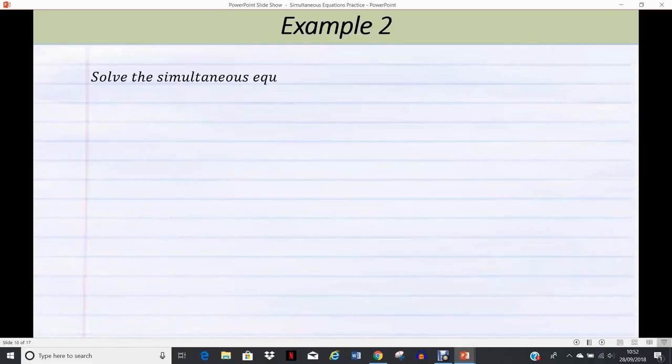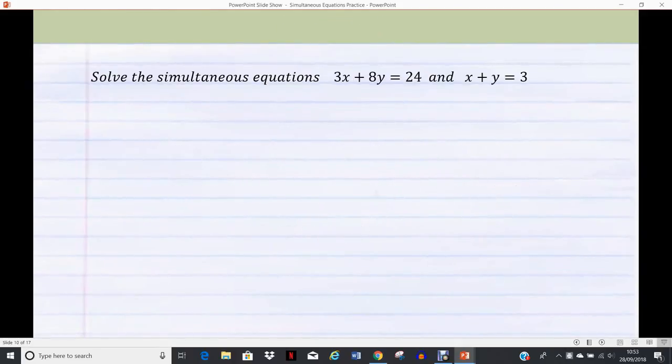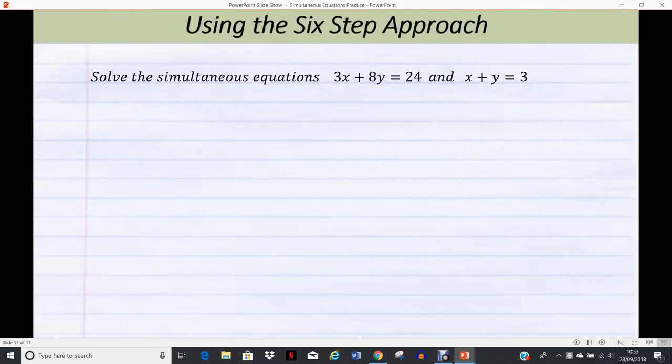Here's a second example. We're going to solve the equations 3x plus 8y equals 24 and x plus y equals 3. Pause the video, have a go yourself, and then proceed watching the video. Okay, so you've had a go. Using the 6-step approach, let's go through it.